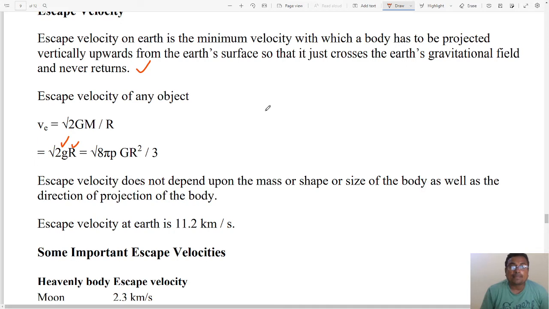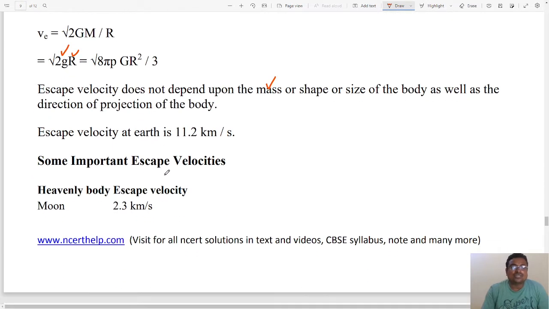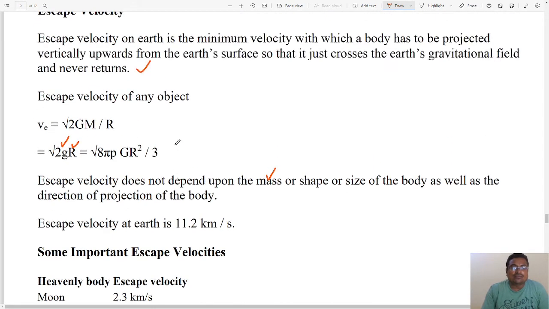If we go to the moon, gravity becomes less. Escape velocity doesn't depend upon the mass, shape and size of the object, or the direction of projection. The minimum velocity required for a satellite to escape from the earth is 11.2 kilometers per second. If the speed is less than that, it will fall back to the earth.